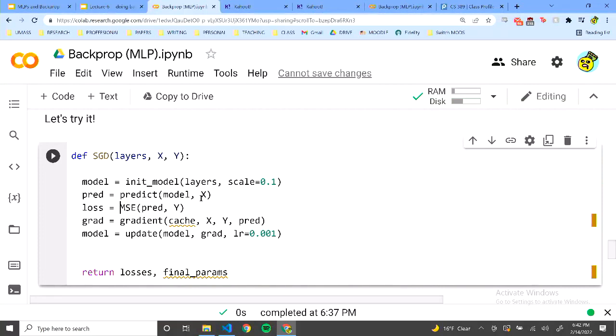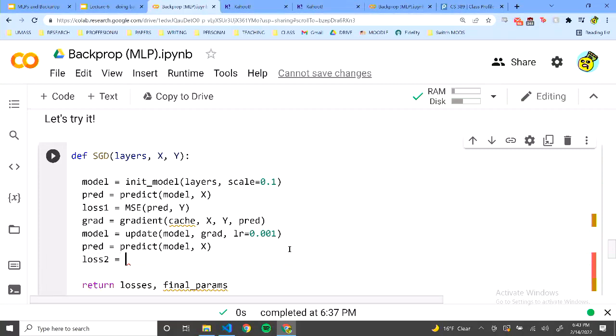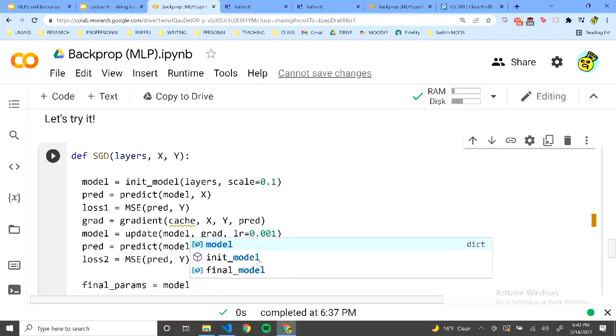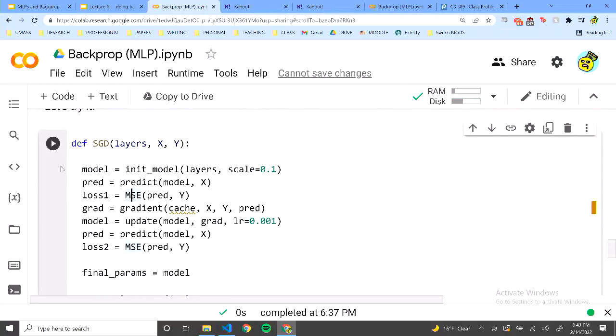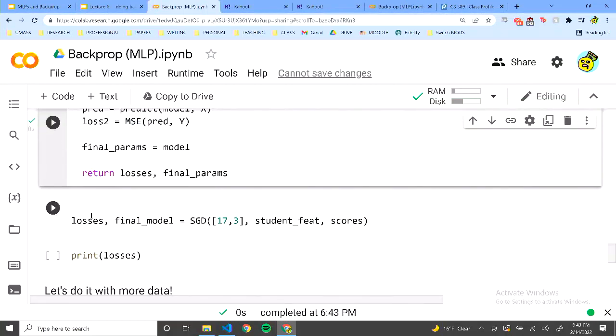All right, okay. Well, I recommend that you all take a look at this notebook. I'm going to at least finish off this bit. So we have loss 1 here, which is going to be that prediction from here, and then we're going to get a new prediction from our model after it updates. And then we can get a new loss. And then we can compare them. And then after this, we'll just say that our final parameters are going to be equal to our model. So our model is going to do one update, and that's it. So we can try it out.